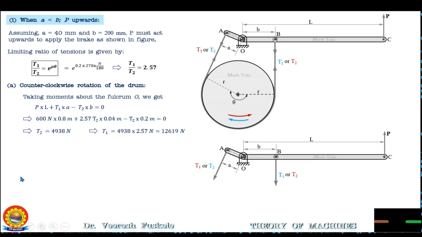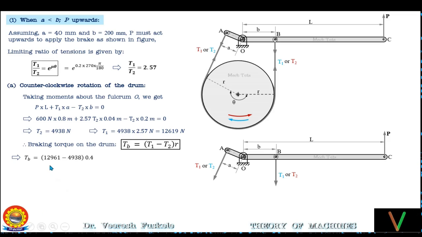Now braking torque again can be calculated by TB is equal to T1 minus T2 into R. So putting the values of T1, T2 and R, we have TB is equal to 3101 Newton meter. Now considering the clockwise rotation of the drum. Clockwise rotation is identified by the blue color in the diagram.